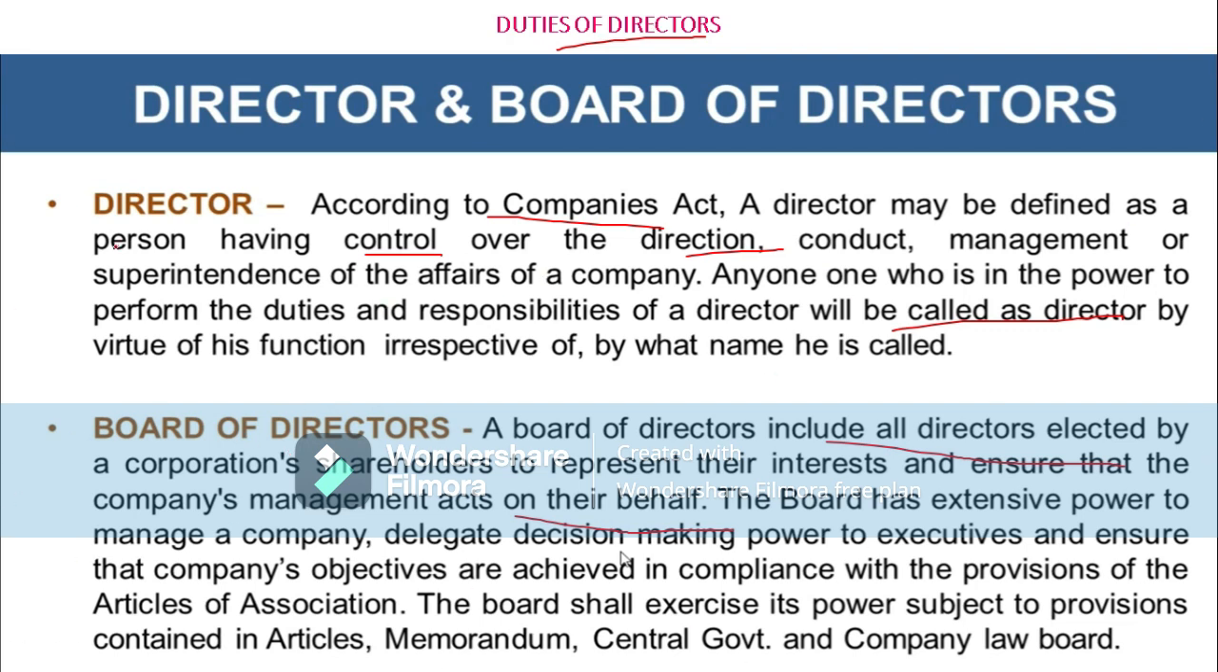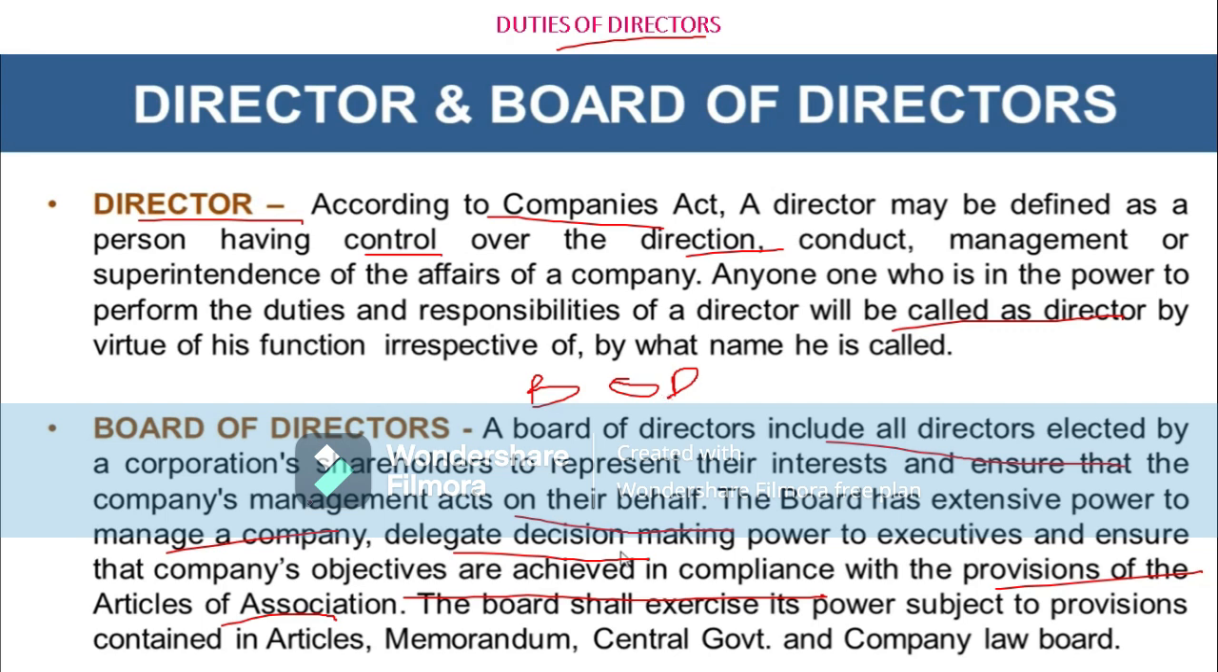So see, board of directors here. The board has extensive power to manage a company, delegate decision-making power to executives, and ensure that the company's objectives are achieved in compliance with the provisions of the Articles of Association. Board of directors means all the directors form the board of directors, which is known as BOD. So they have extensive power to manage the company because they take decisions and they delegate those decisions to the executives, and ensure that the company's objectives are achieved in compliance with the provisions of the Articles of Association.